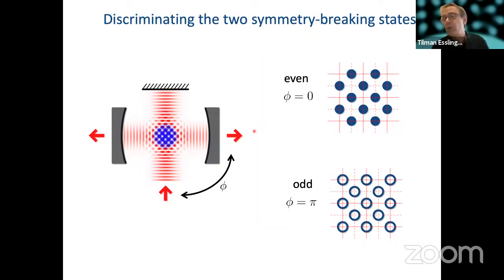Okay, now one could say, how do I discriminate between the two symmetry broken states? Because it's a momentum space picture, as was mentioned in the chat.